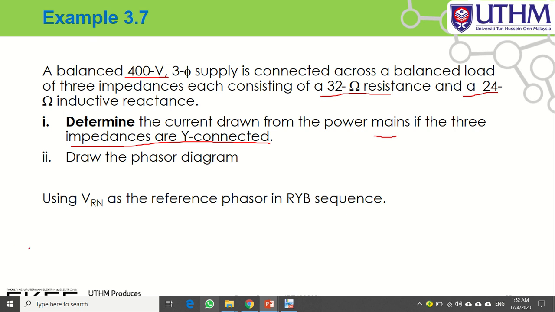And then number two, draw the phasor diagram, using VRN as a reference. In this case VRN, the voltage at the load, is the reference, in RYB sequence. Okay, that's the important information for this question.